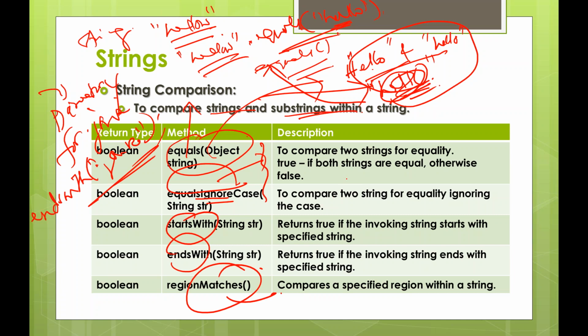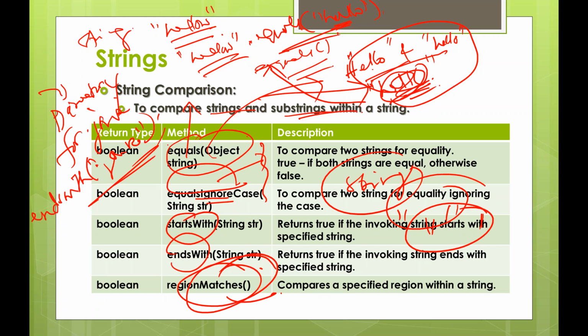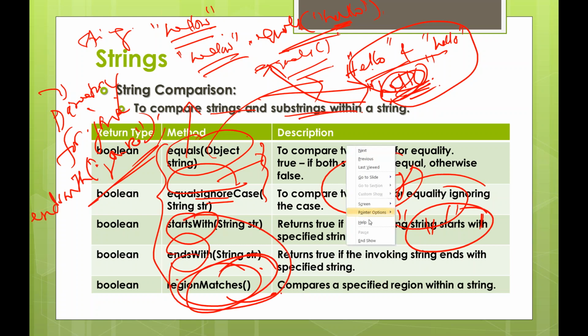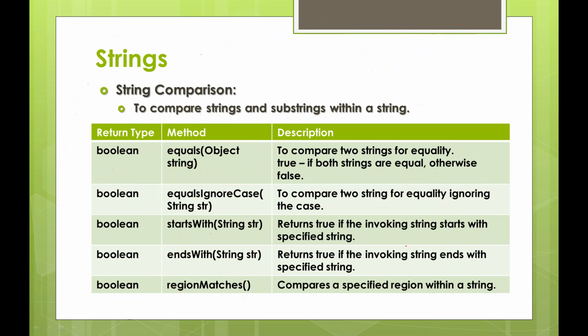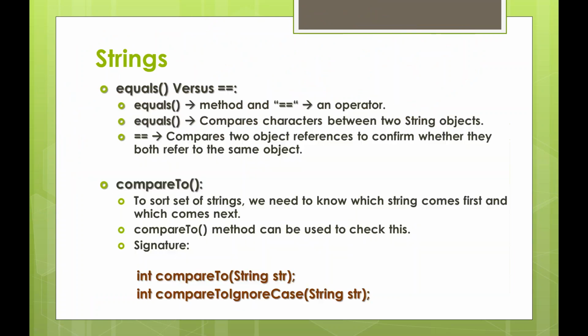This is used within a string. We can compare different regions to check whether they are the same. You try these things. These are all very simple methods, and you can try all of them. If you have any doubts, let me know and we can discuss those things.